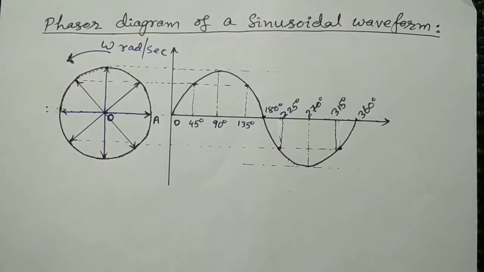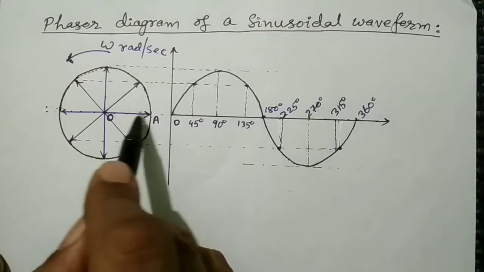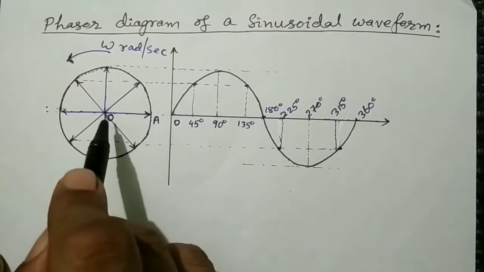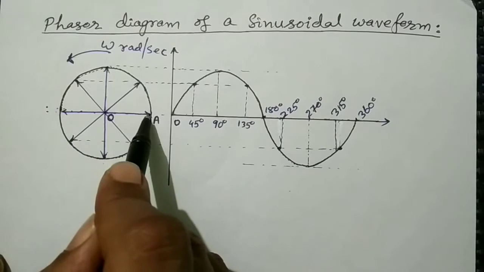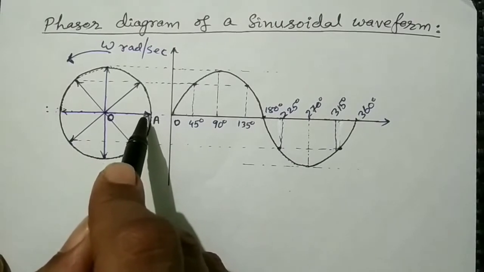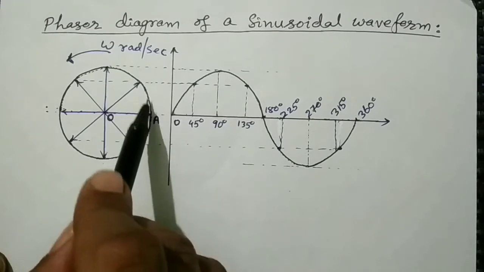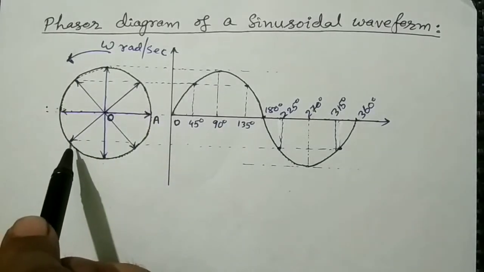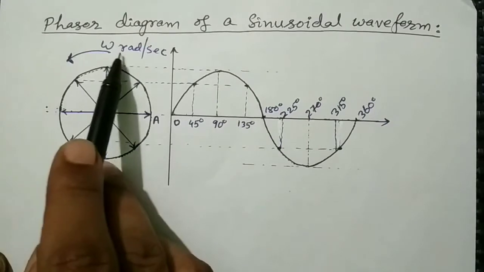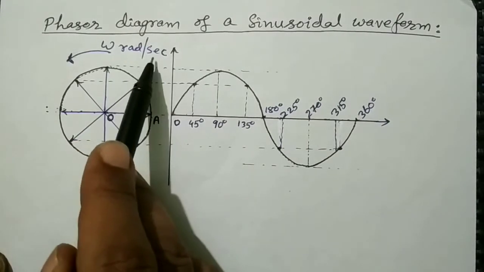Let's illustrate the concept of the phasor diagram of a sinusoidally varying waveform. Now consider here I have taken a line OA. Initially it is in the positive x-axis. We consider this line is rotating in anticlockwise direction with a speed of omega radian per second. This is the angular velocity.